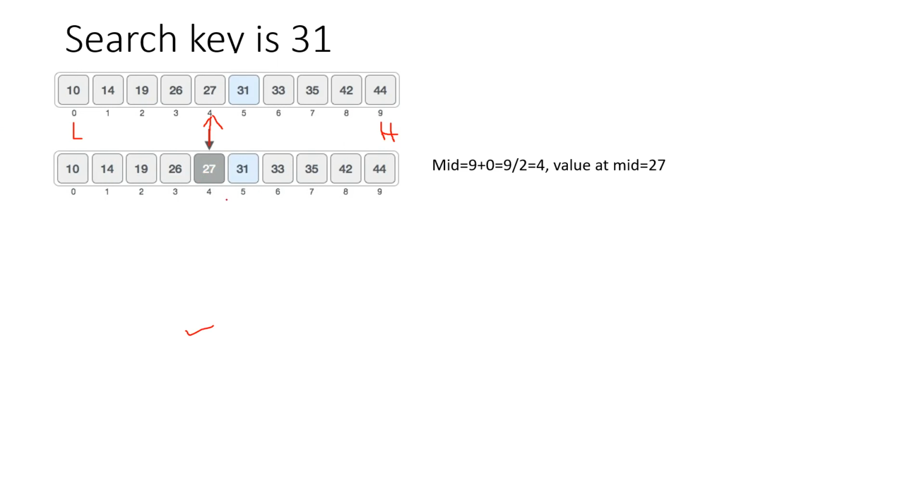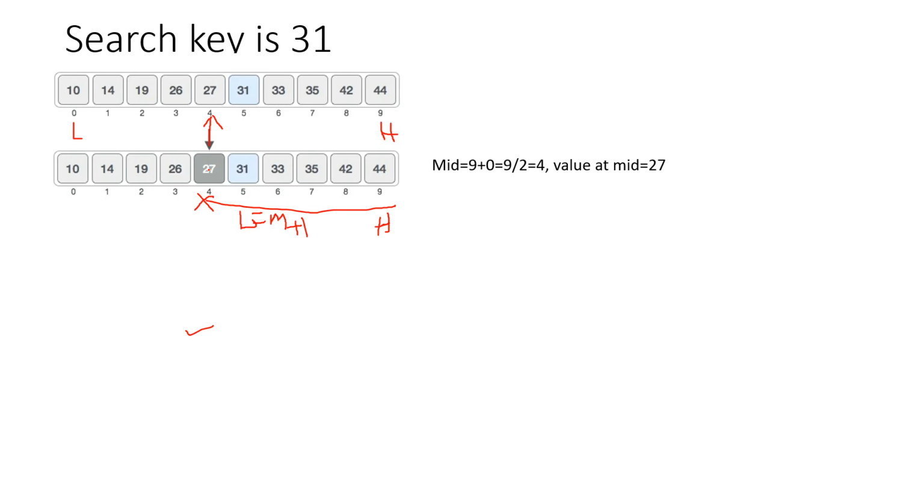That means the key value is bigger than the mid value. That means you have to take this part but ignore this element. Mid plus 1 is the next L value. This is L value. This was H. Now also same: L equal to mid plus 1 if the key element is bigger than the mid element.